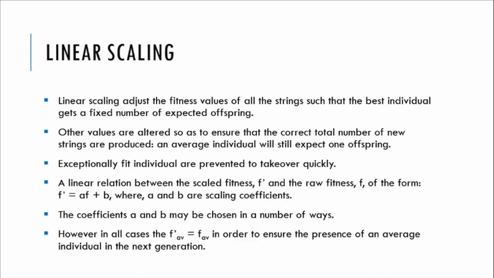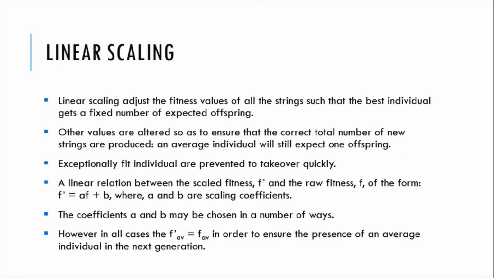In the case of linear scaling, the fitness values of all the strings are adjusted such that the best individual gets a fixed number of expected offspring. That is the condition. What linear scaling actually does is it adjusts fitness values within a specific range in such a way that the best individual within that particular population will get a fixed number of expected offspring. It can be 2. That is, the best individual will have 2 copies of that particular individual in the next generation. So that way we are doing.